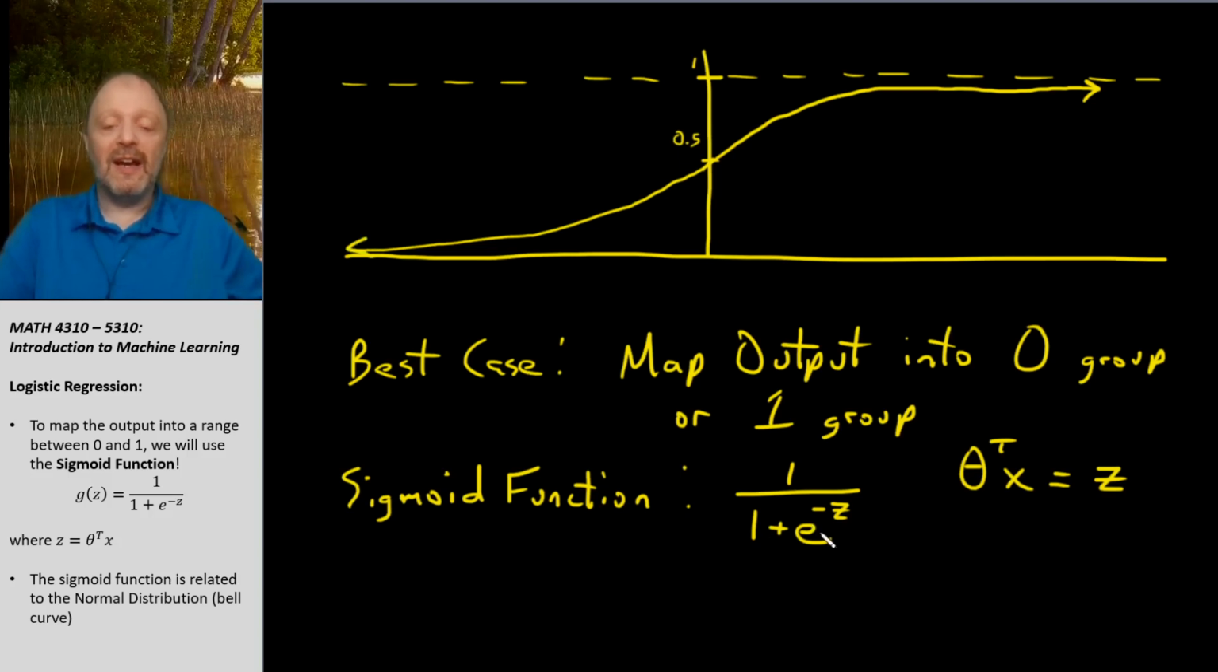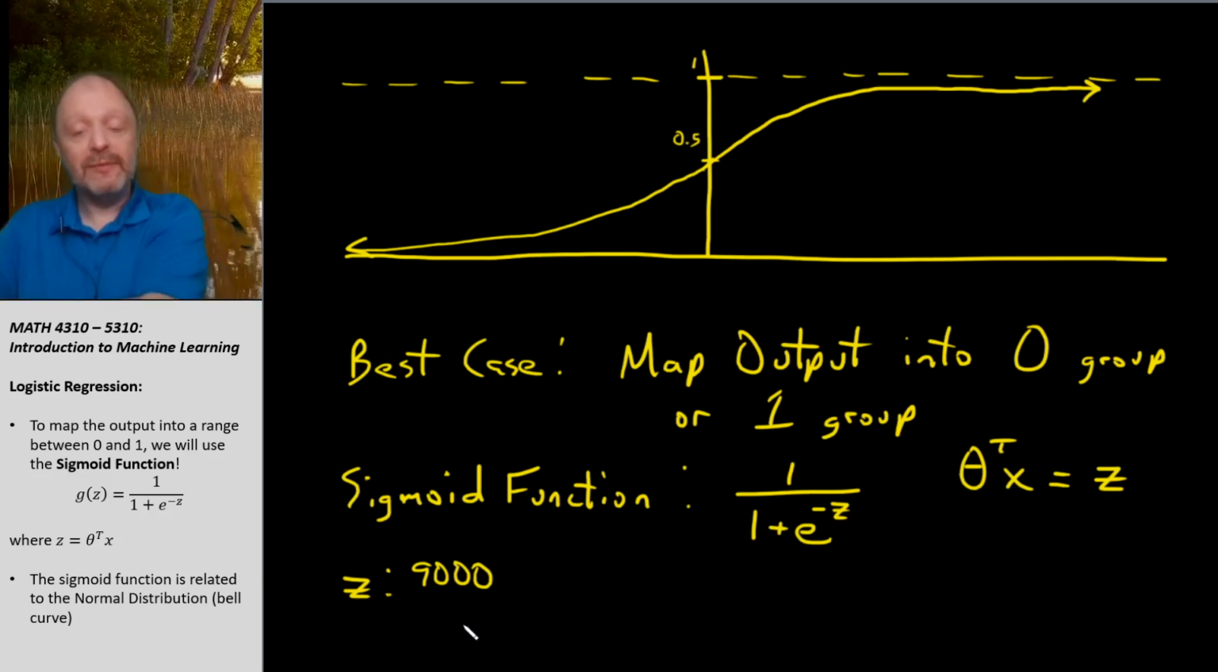So let's run some examples. So if my z value is, let's say, I don't know, 9,000, what I would like for it to do is to map that as a 1. And let's see if it does that. So if z is 9,000, if it's super positive, we're going to say this is kind of like the tumor size. If I have an extremely positive value, it needs to go to group 1. Okay, so I want it to map to group 1.